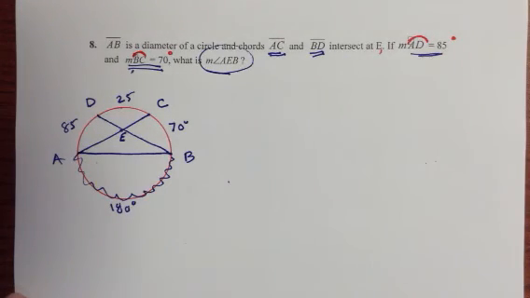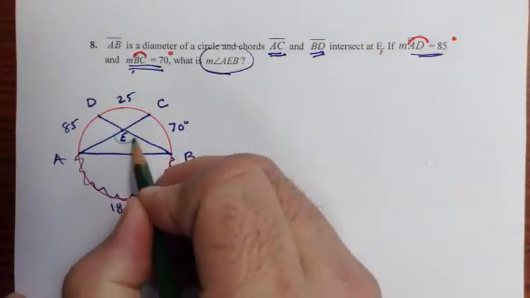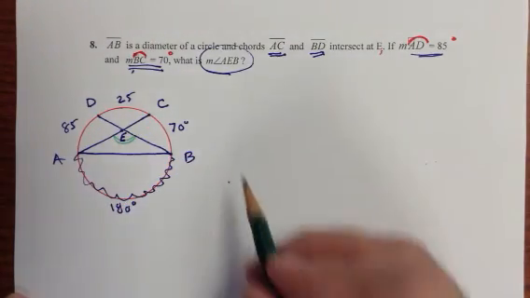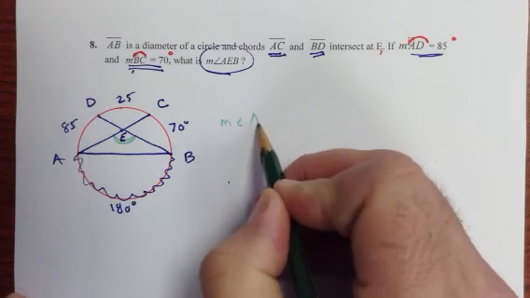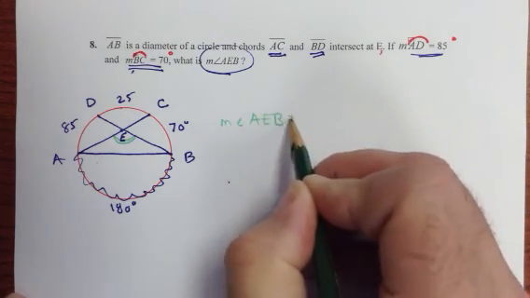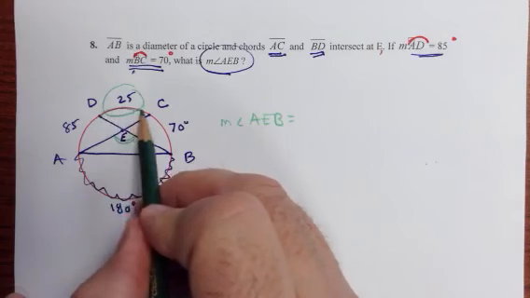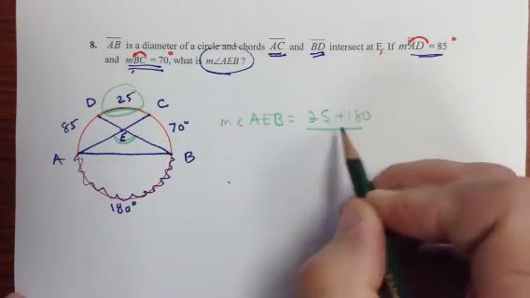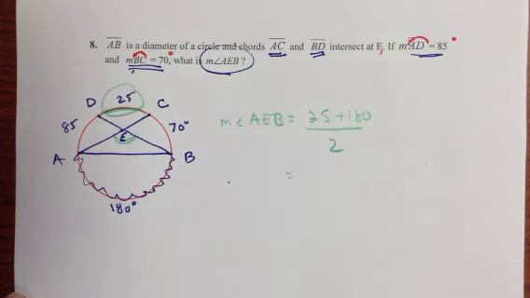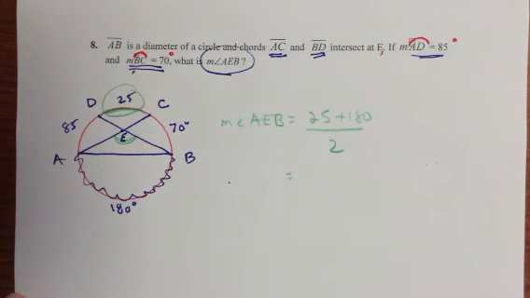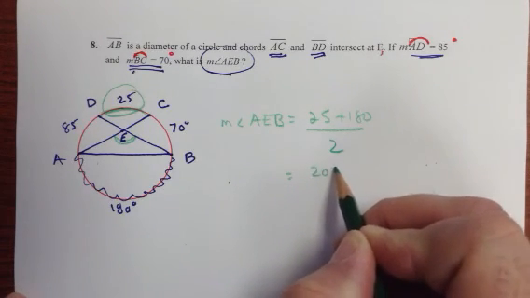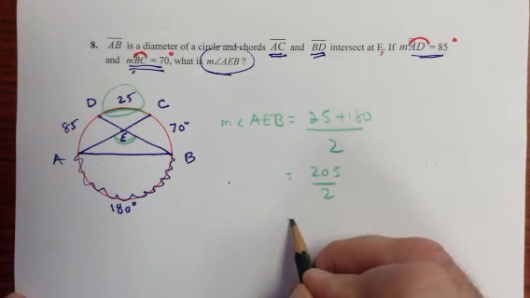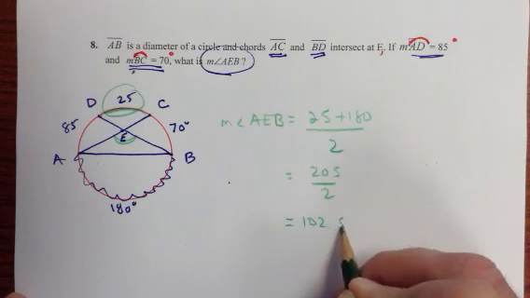Angle E, which is what they're asking me to find here, they want the measure of angle AEB. It's a chord angle. So I'm going to add the two intercepted arcs, and I'm going to divide by 2. So 25 plus 180 is 205. Divided by 2 is 102.5.